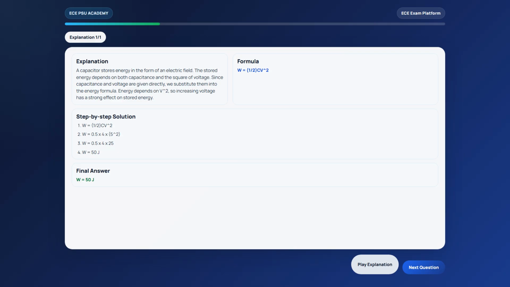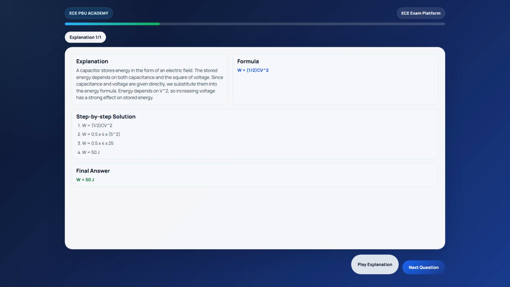A capacitor stores energy in the form of an electric field. The stored energy depends on both capacitance and the square of voltage. Since capacitance and voltage are given directly, we substitute them into the energy formula. Energy depends on V squared, so increasing voltage has a strong effect on stored energy. The energy stored in a capacitor, W, equals 1/2 times capacitance C times voltage V squared.